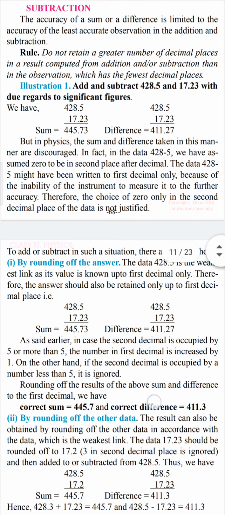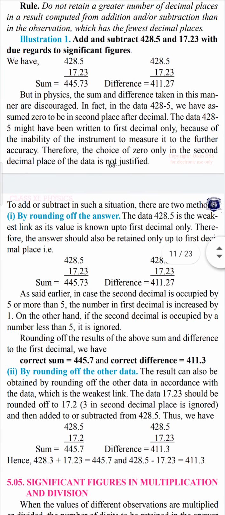In fact, in the data 428.5, we have assumed 0 to be in the second place after the decimal. The data 428.5 might have been written to the first decimal only, because of the inability of the instrument to measure it to further accuracy. Therefore, the choice of 0 in the second decimal place of the data is not justified. To add or subtract in such a situation, there are two methods.